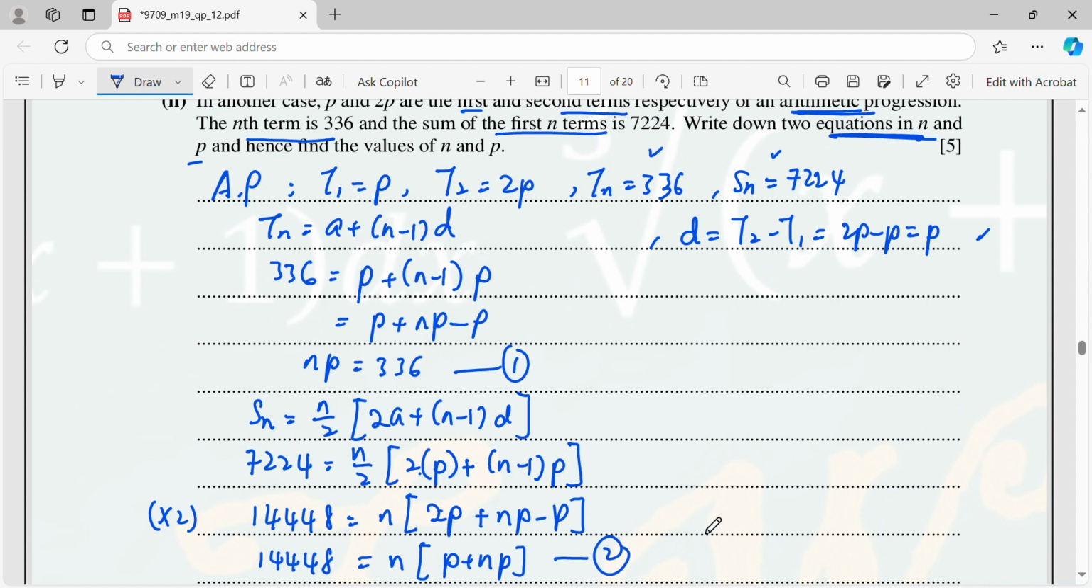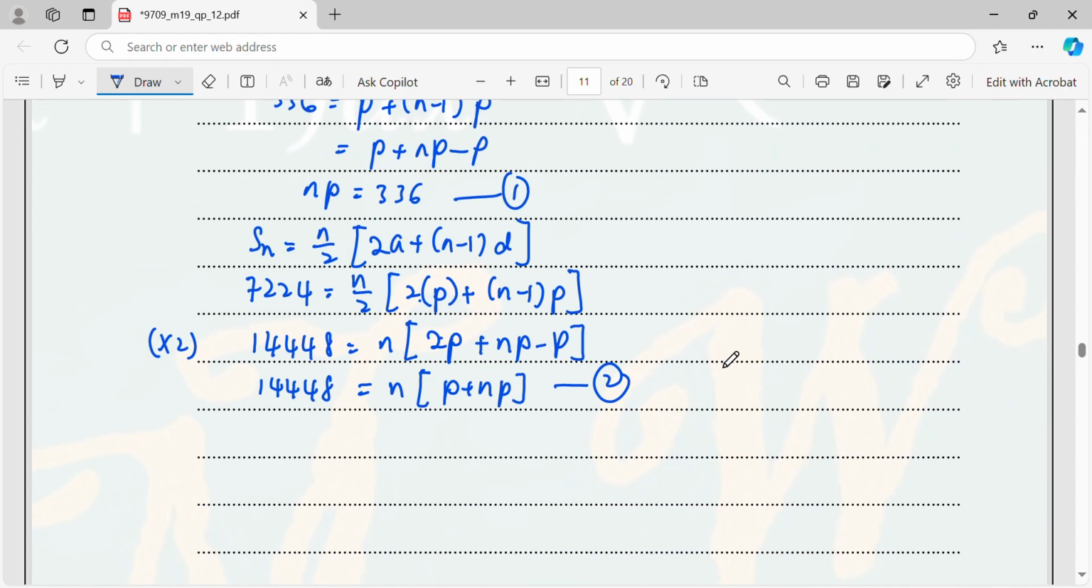And now I need to solve simultaneous equations. From here, I will get n as the subject, or you can get p as the subject, up to you. So I will just write from the first equation, my n equals 336 over p. Let this be the third equation. Now substitute third into second.